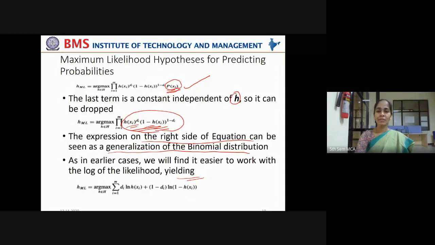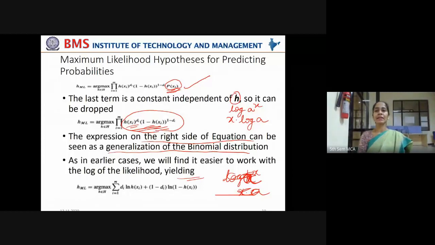Okay, so how to apply the log? Say if you have e power x, when you apply log to this, it becomes x into log e. In the same way, let us just take it as a power x. If you apply log to a power x, then we can write it as x into log of a. Is it clear now? Okay.